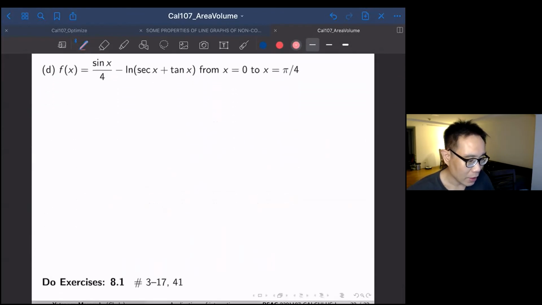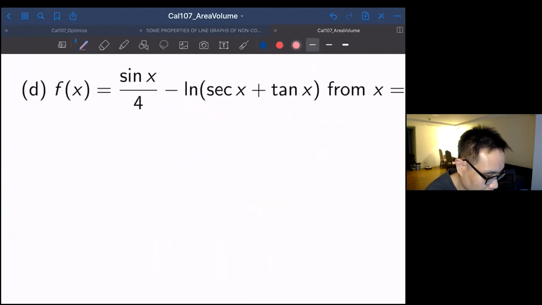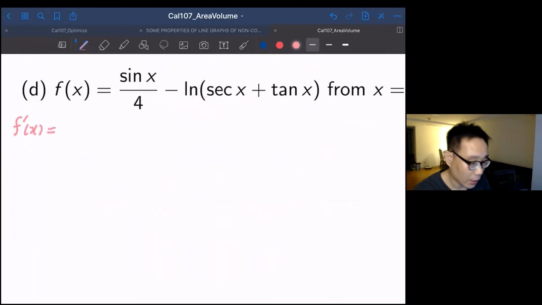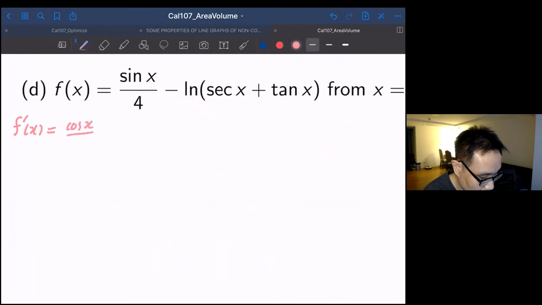Last one, you see that it's going to be kind of big here. You have f(x) equal to sin x over 4 minus log of (sec x plus tan x) plus 10, and you need to find the derivative. It seems hard to find the derivative for this one, but let's try to find it first. So you have f prime of x. You differentiate the first term, it's cos x over 4. And you differentiate log of sec plus tan. If you recall, some of you may say it's going to be sec, because you integrate sec, right?